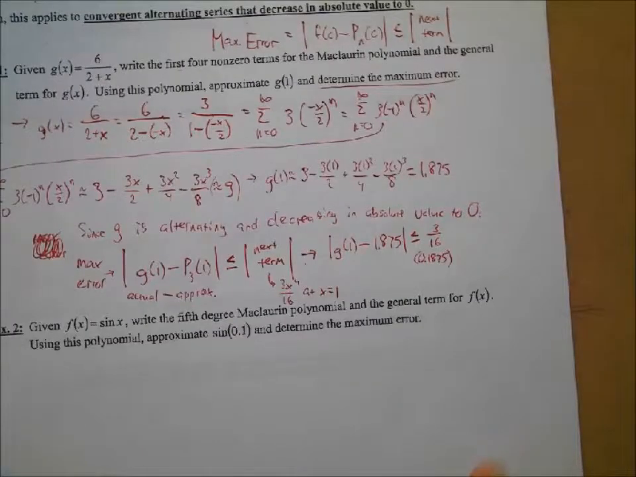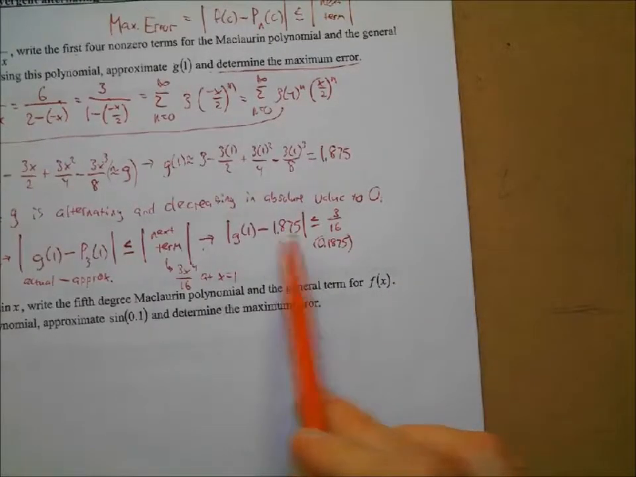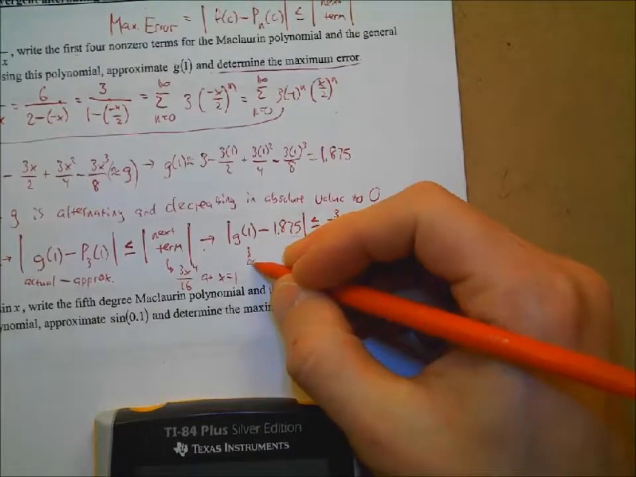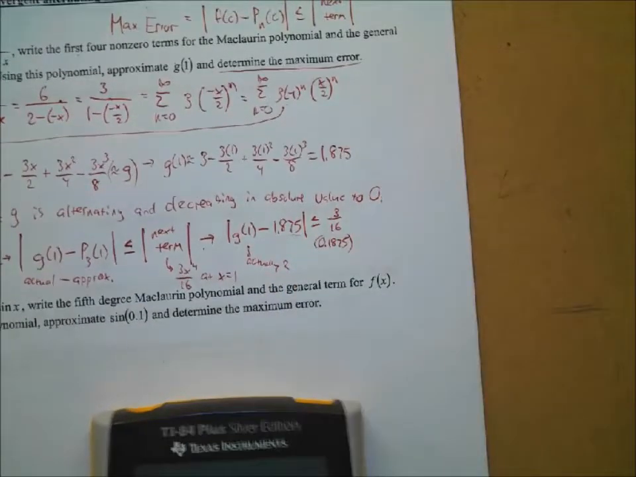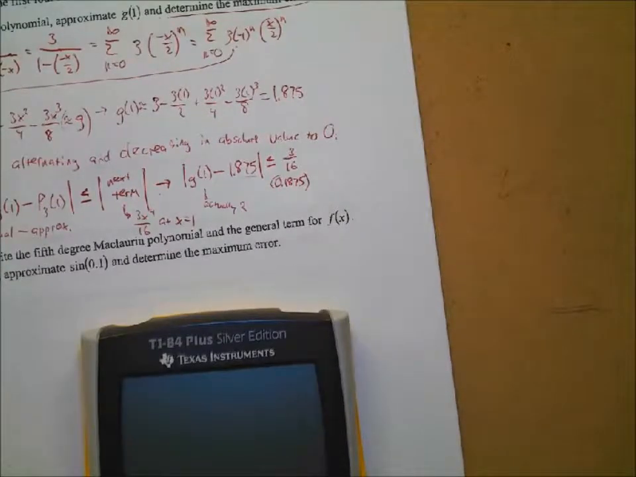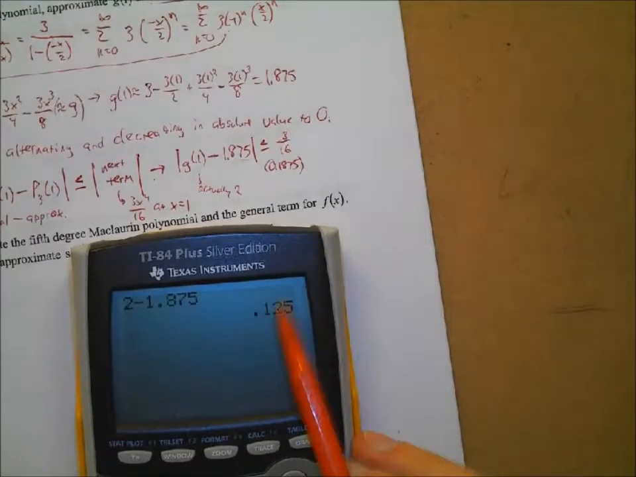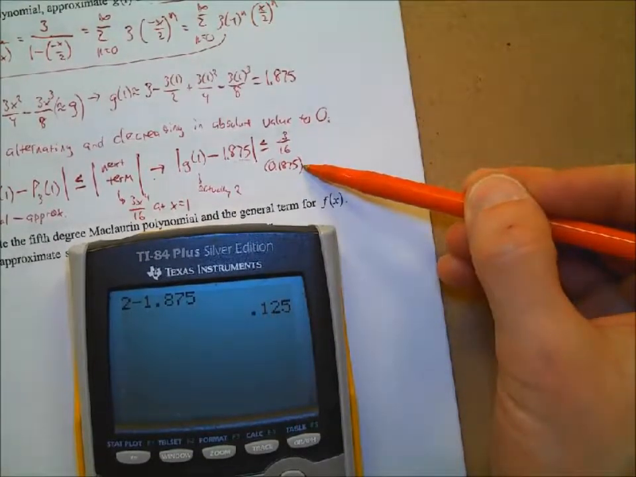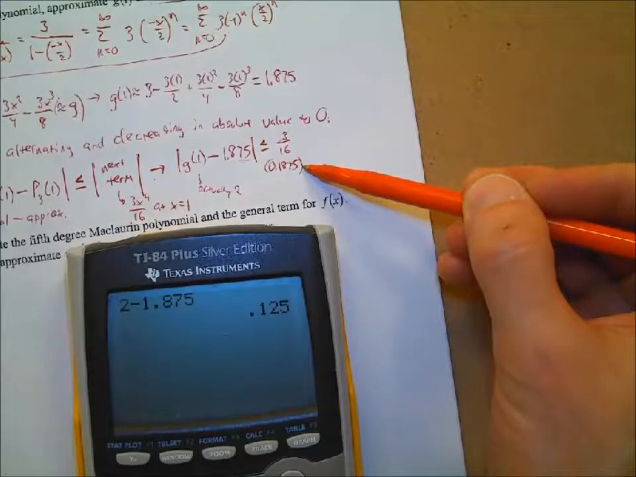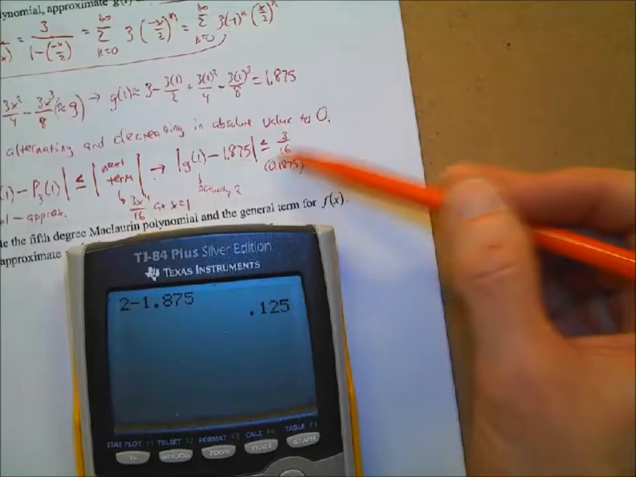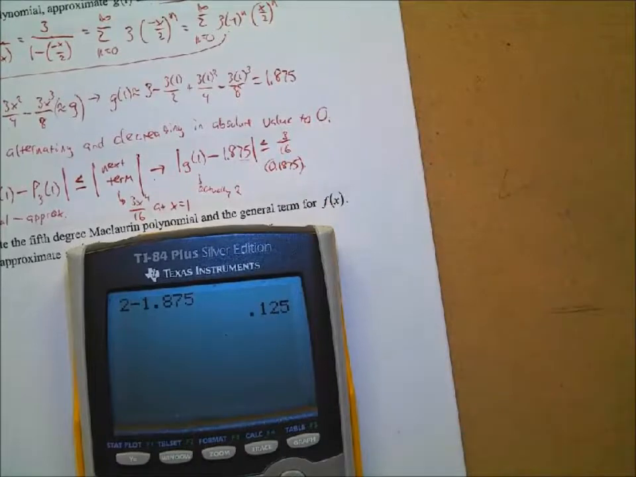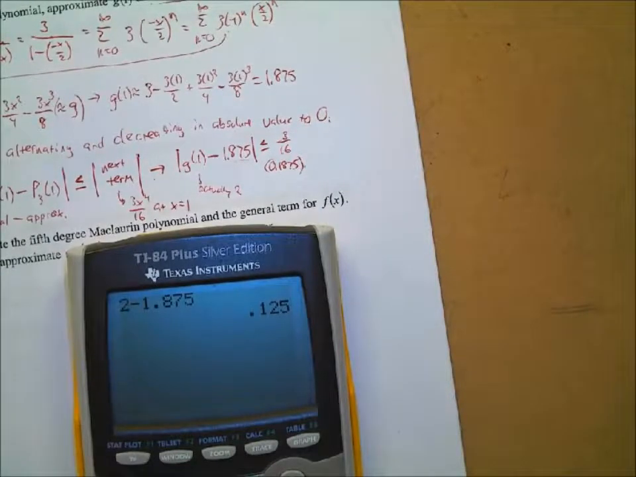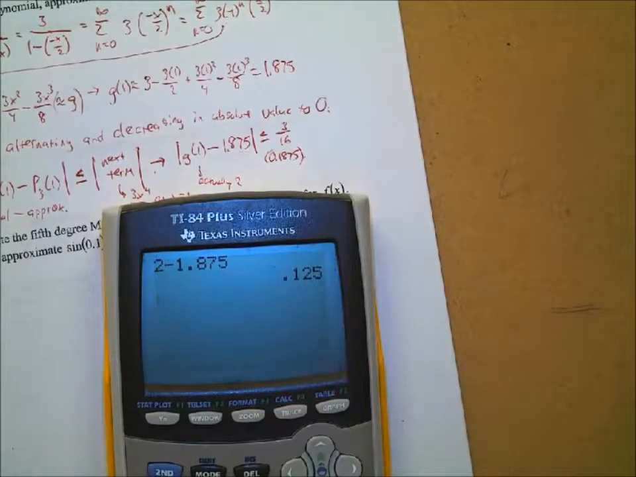But you can see what the idea is. 1.875, we know g of 1 is actually 2. So what's the actual error? Well, you do 2 minus 1.875, and we get 0.125. Is 0.125 less than our maximum error of 0.1875? Yeah, it is. So you can see the process works. In this case, we know the actual value, so we can find the actual error, and that is certainly less than our estimated maximum error. So we can see that it does in fact work.